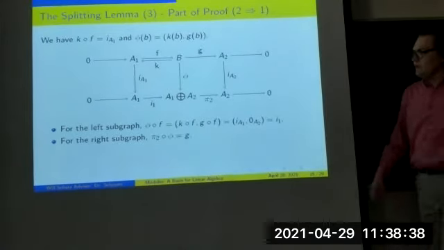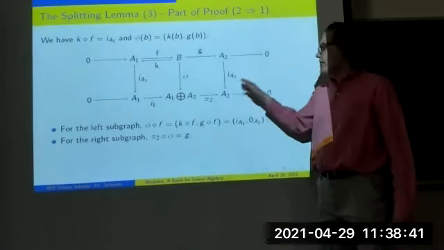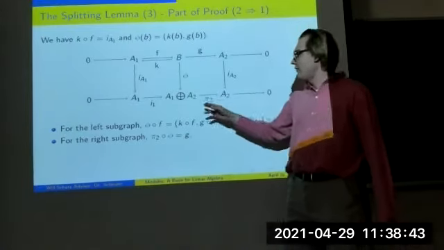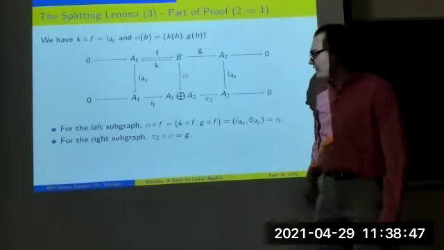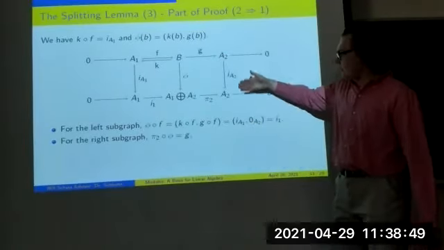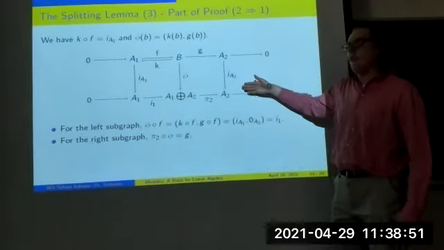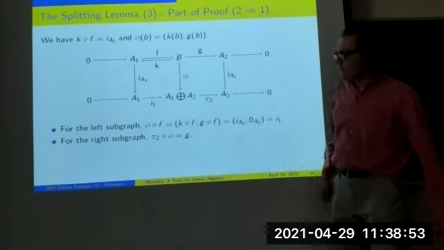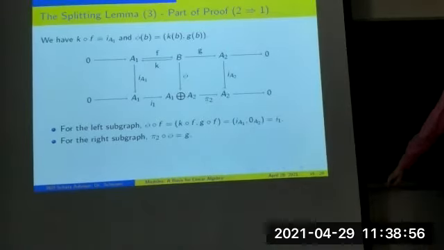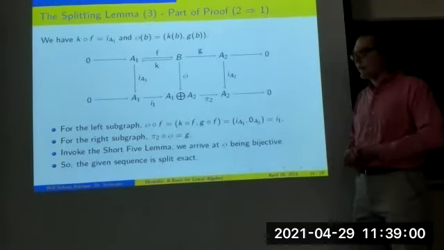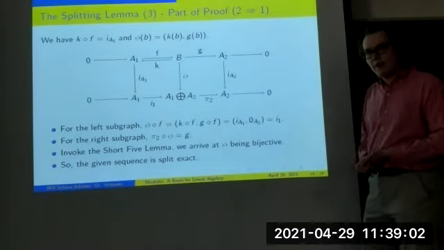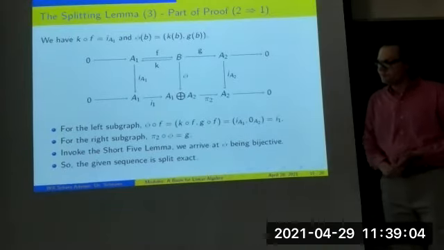So looking at the right side, we have pi2 composed with phi. Well, we just projected onto the second factor. That is in fact G, and that's exactly what we wanted. The other path is just the identity composed with G. So as I said earlier, we just invoke the short five lemma and we arrive at phi being bijective. So the given sequence is in fact split exact.